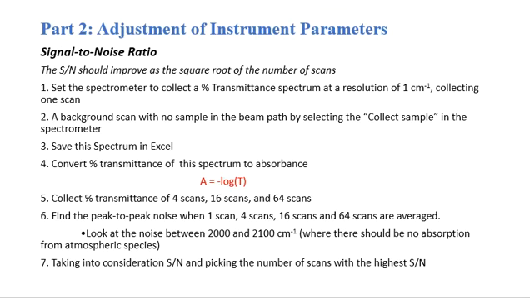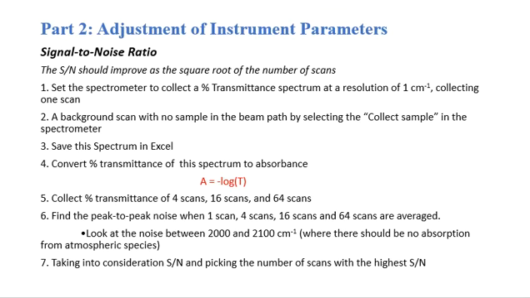After you collected the spectrum, you just save this spectrum in Excel. Step 4, you convert the spectrum to absorbance by using the equation A equals negative log T. And you continue the process further to collect the percent transmission for 4 scans, 16 scans, and 64 scans, and then you also convert these spectra to absorbance.